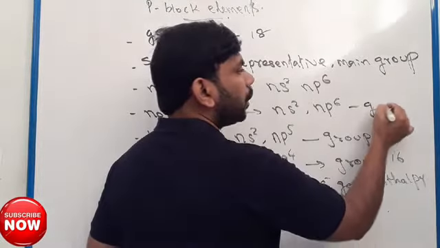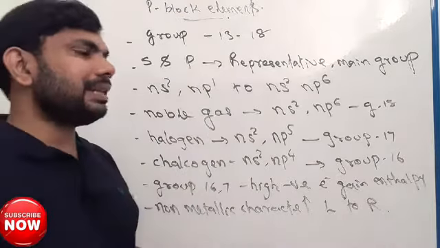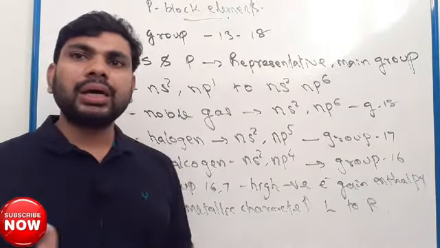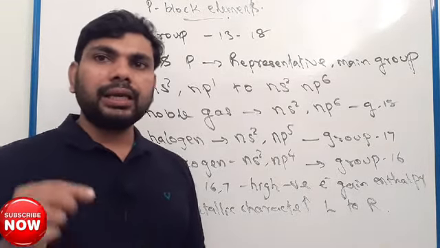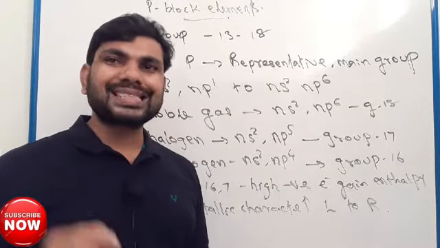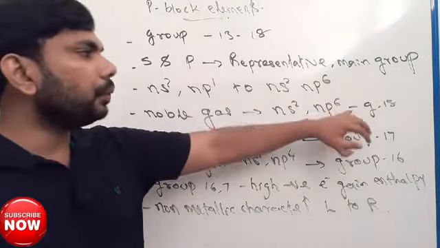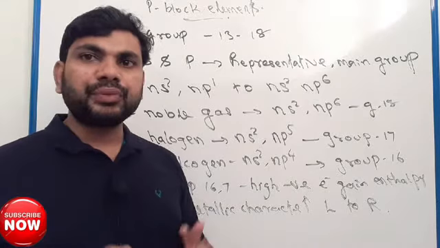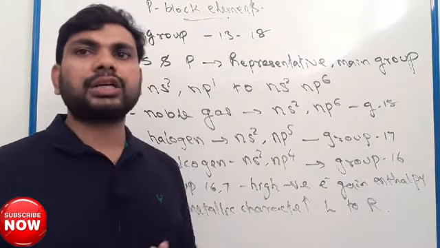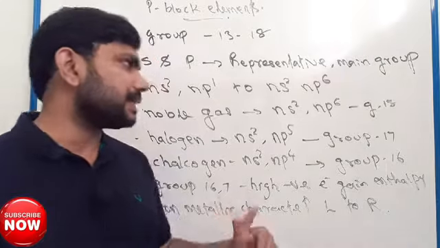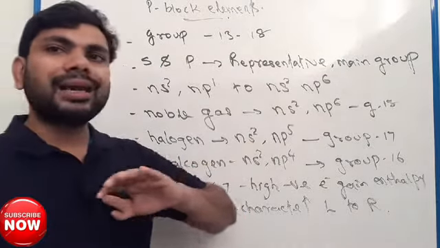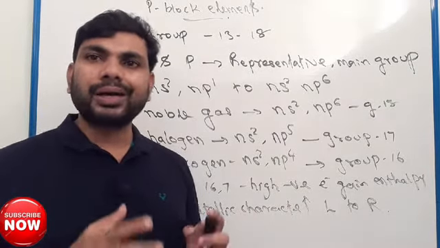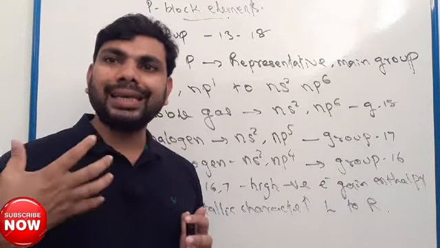group 18 elements are called noble gases. In the periodic table, group 18 is called noble gases or inert gases. Helium, neon, argon, krypton, xenon are the elements in group 18. They have complete outer shell electronic configuration ns2np6. Their electronic configuration is complete. That's why these elements do not lose or gain electrons.